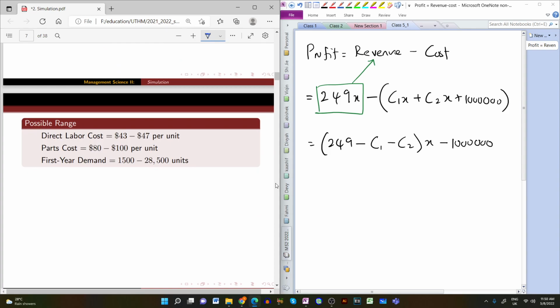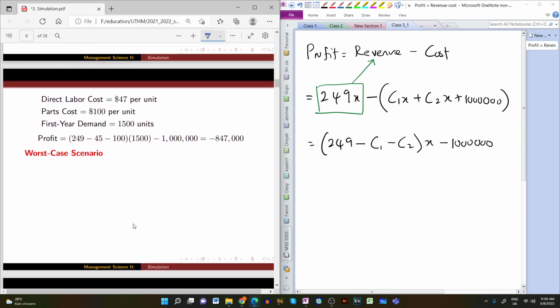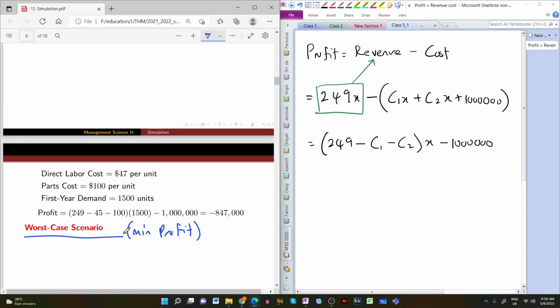So based on this, whenever they give you a range, then the scenario no longer becomes base. Of course we can find the base, but whenever they come out with a range, we can find the profit for two more significant scenarios. One known as the worst case scenario. Worst case scenario means lowest profit, when you will get a minimum profit.